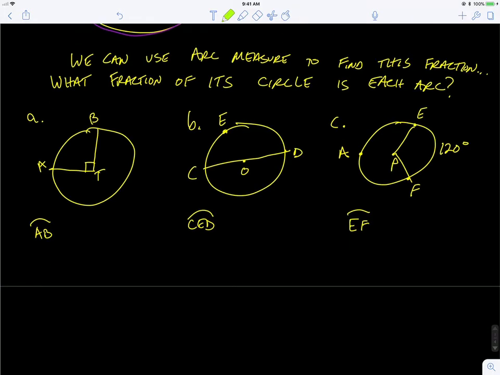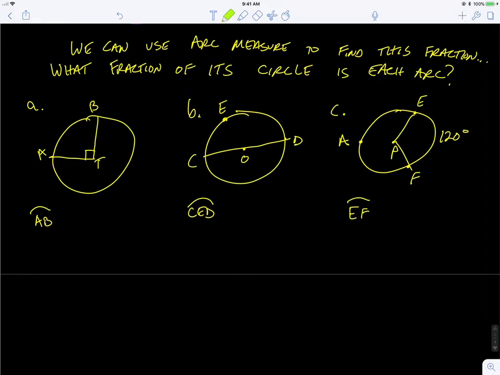Since we say that the arc length is a fraction of the circumference, the arc measure will tell us what that fraction is. So let's look at these three circles, and you can pause the video here and draw them and try to figure out what fraction of the circle each arc is: arc AB, arc CED, and arc EF. Pause the video and see if you can do that while you draw them. Okay, welcome back. So let's talk about these.